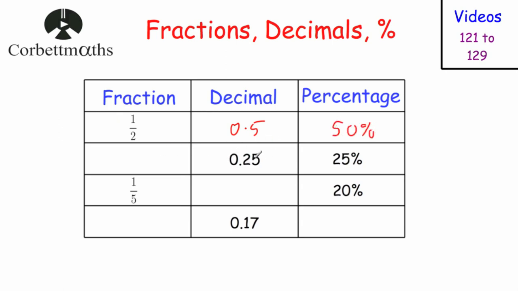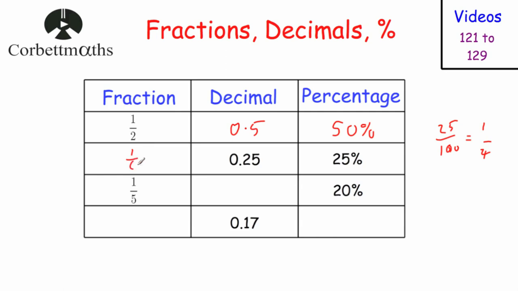Here we've got 0.25 and 25%. Well, I know straight away off by heart that's equal to a quarter, but if I didn't, I would write 25 over 100 because that's a percentage, and then I would cancel it down and simplify it. So I could divide both of these by 25. So 25 divided by 25 is 1, and 100 divided by 25 is 4. So that would be 1/4.